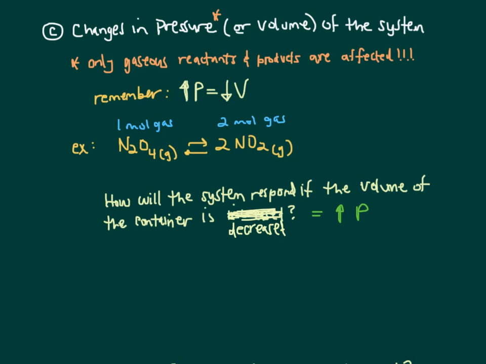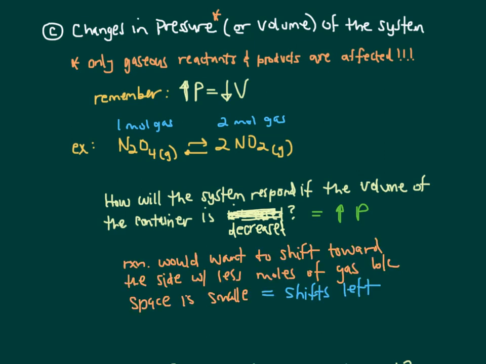direction that would have the least amount of molecules of gas floating around in that smaller space. Because it's a smaller space, it's tighter, and therefore it wants to combine to produce the least amount of gas possible. So if we were to decrease the volume of this container, our reverse reaction would speed up to produce more N2O4 because 1 mole of gas occupies less space than 2 moles of gas. So in this case, we would get an equilibrium shift to the left.